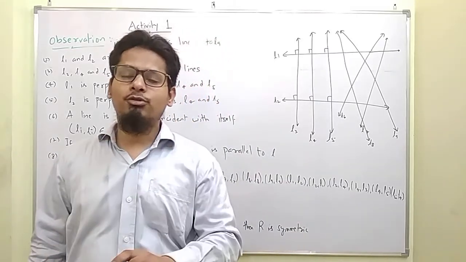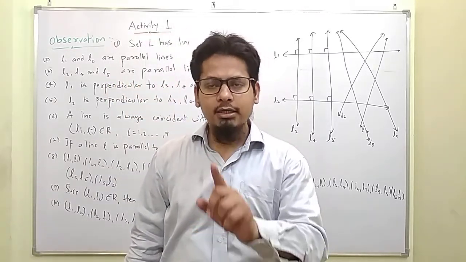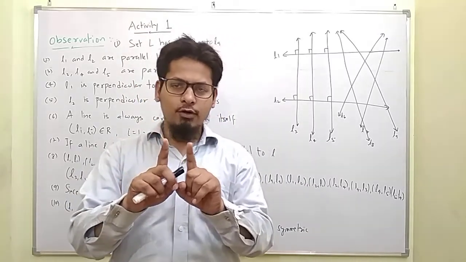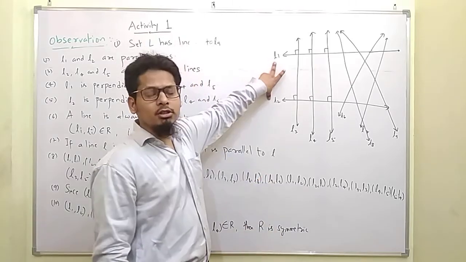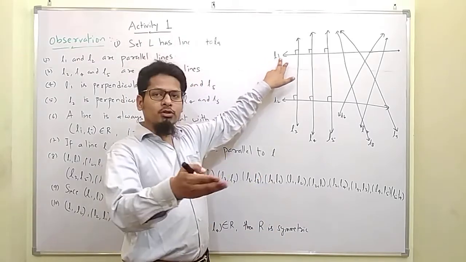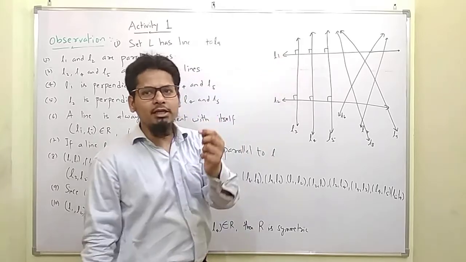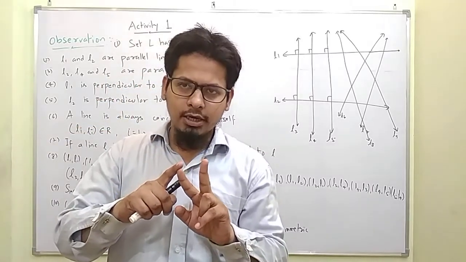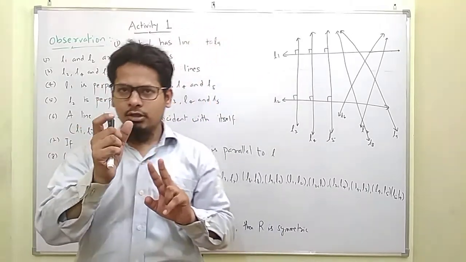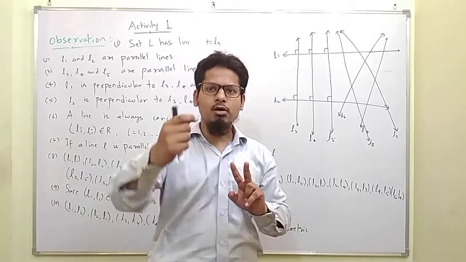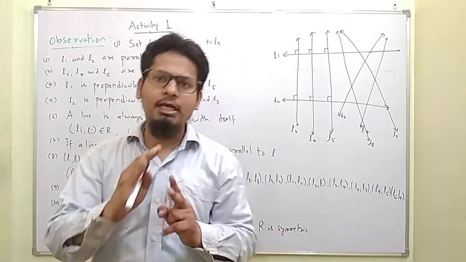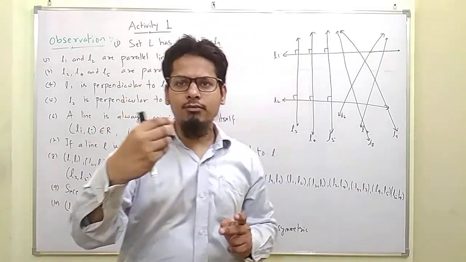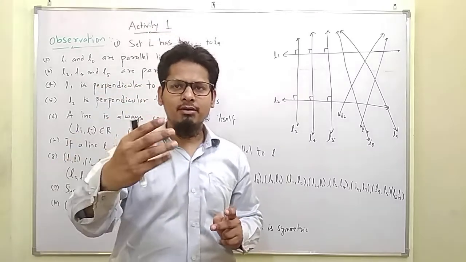And the relation R is that L and M are either coinciding or parallel to each other. If you are taking line 1 and 2, they are parallel to each other, and a line is also coinciding with itself. There are two conditions, one is coinciding and the other is parallel. Any one of these conditions should be satisfied. If any line satisfies one of them, then we can say our relation R is symmetric, transitive and reflexive.